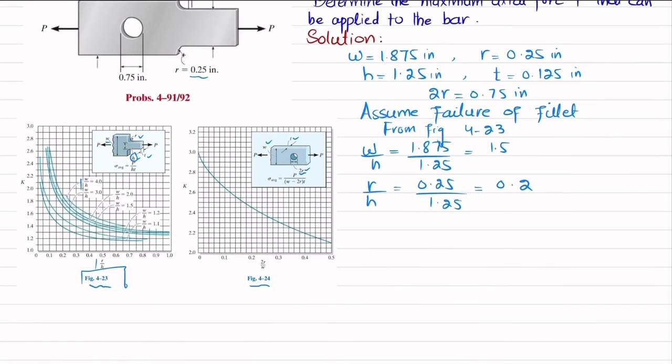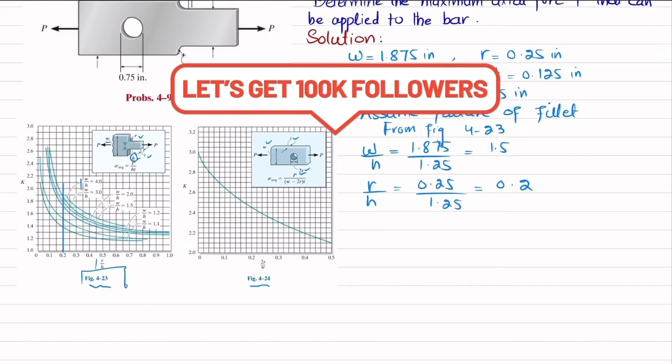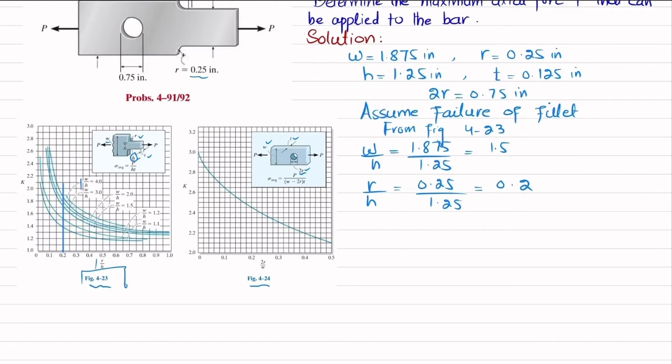Now R by H is 0.2, so starting from this point you have to draw a vertical line. Clear? And that will intersect the W by H equals 1.5 curve. So you can see this is the W by H 1.5 curve, and it is intersecting at this point. If you draw a horizontal line, this will be 1.7. So we get K equal to 1.7.